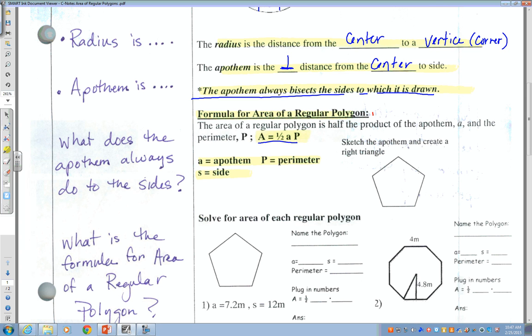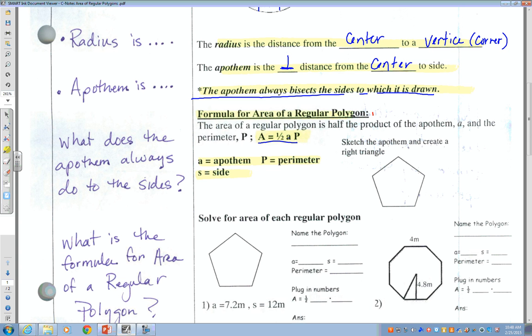So, this is a formula. It is on your formula chart, but you have to know what each part in the formula is so you can derive it. The area of a regular polygon is 1/2 times the apothem, that's the lowercase a, times p, which is the perimeter of the polygon. So a represents the apothem, p is the perimeter, and s is the side of your polygon.